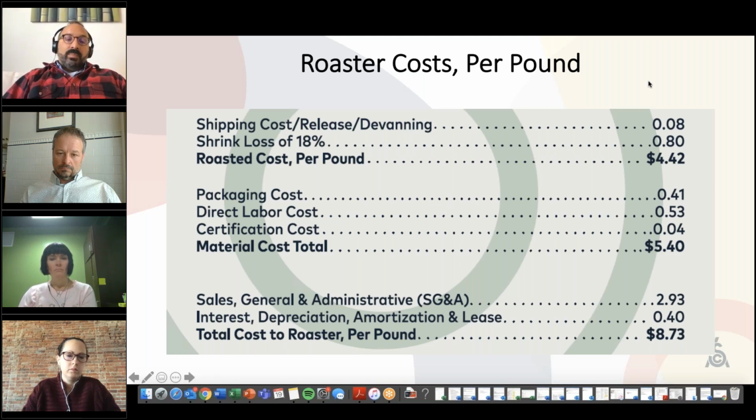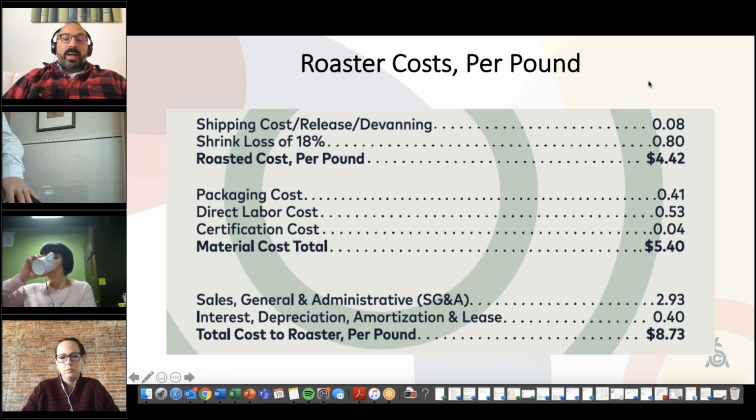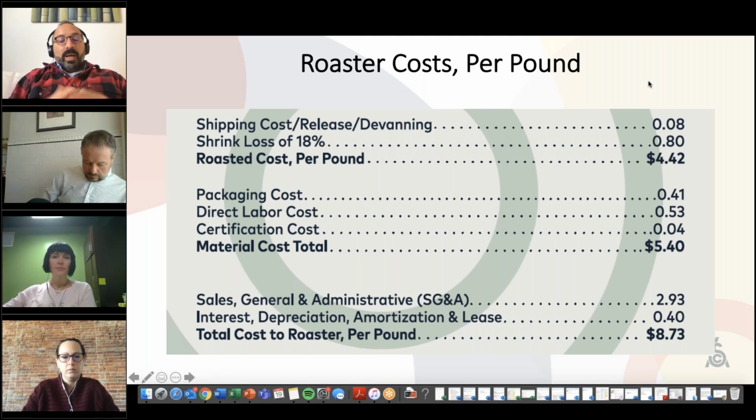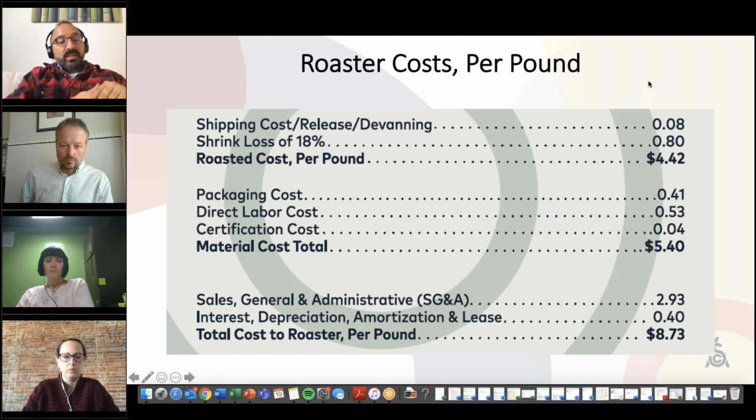Then you start to add some of the costs of doing business for the roaster. Packaging is coffee bags and usually cardboard boxes that, after you bag the coffee, you often put in a cardboard box for shipping, and we're estimating that here at around 41 cents. Of course, that can vary a lot depending on quality of packaging and size of packaging. In other words, if you're packaging it in 8-ounce bags, it's going to be a lot more expensive than if you're packaging it in 5-pound bags. But anyway, here the estimate for the packaging cost is 41 cents.